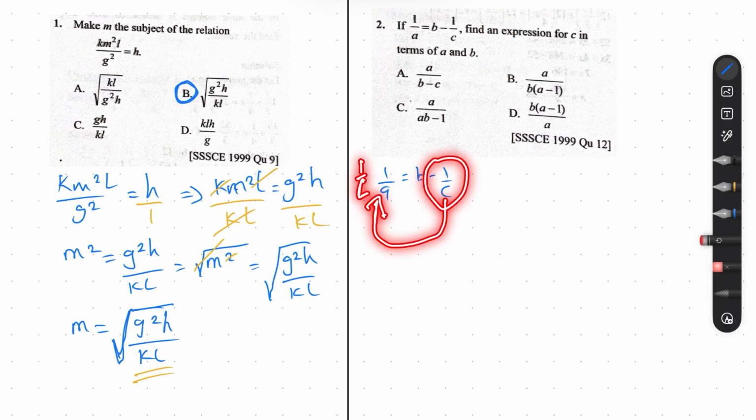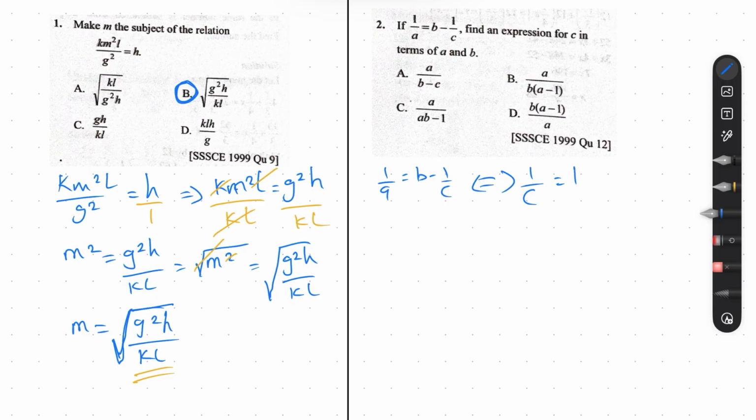Then to make that stand alone, we have to bring this also to the right hand side. Then it becomes negative 1 over A. Okay, so let's do that. So now 1 over C is equal to B. The B is already here, and this moved here, so it becomes positive. Then this 1 over A will move to the other side. It becomes negative. So we have minus 1 over A. All right, so we are getting there.